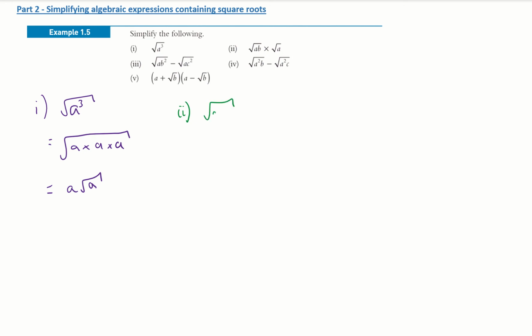For example 2, the square root of ab times the square root of a. This is equal to the square root of a squared b. The square root of a squared is a, so a root b.